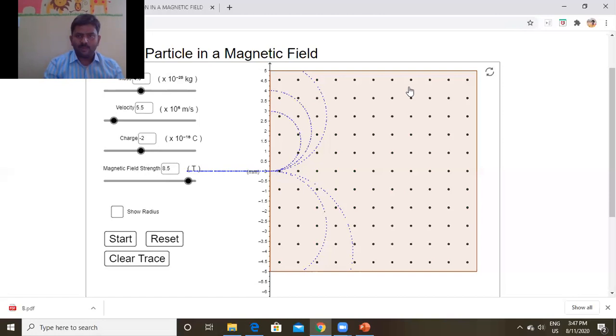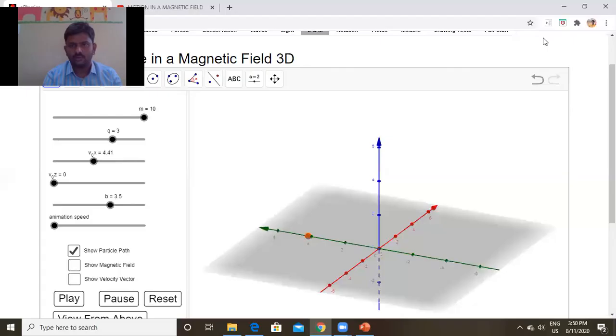We will see one more simulation now. This is a 3D simulation to show the motion of a charge in a magnetic field. Here we can change the velocities in any direction. That means along x-axis, y-axis, z-axis, in any direction, and we will see how the charge will move in the magnetic field. Let us try to understand this coordinate axis first.